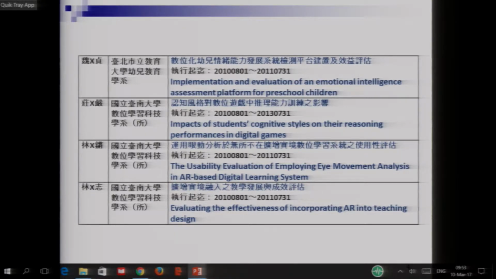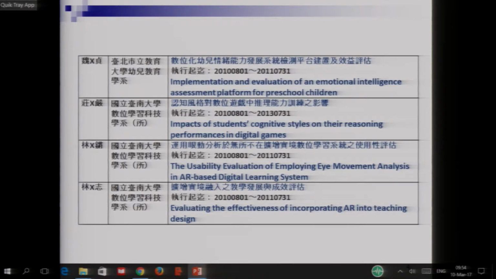Because most of the studies concern elementary school, junior high school, college students, right? But few studies have been conducted for preschool children. Also for working adults, also for older persons, the elderly. So few studies have been conducted for those particular subjects.